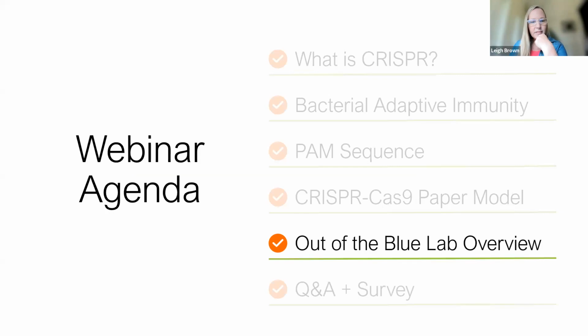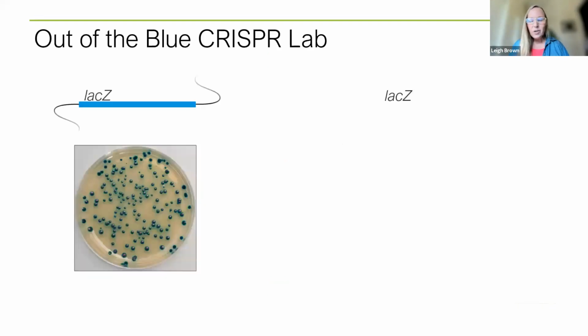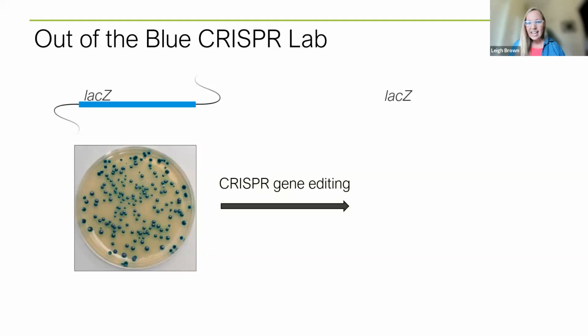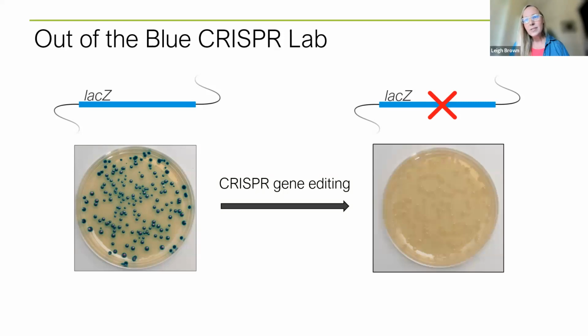Okay. I just want to do a quick overview of the CRISPR lab. I'm not going to go into too much detail. And then what we'll do is a Q&A and the survey, and we'll be done. So we have a lab where students can actually do this in their classroom, and they are taking E. coli expressing a functional LacZ gene. They're plated on plates that make them turn blue, and students use CRISPR gene editing to add a stop codon in that LacZ gene, and it disables LacZ, so the colonies are white.